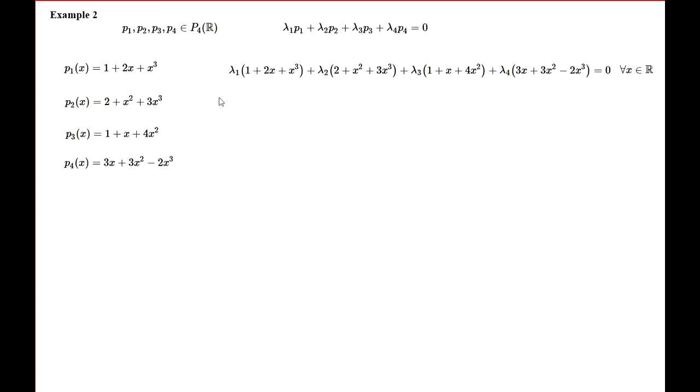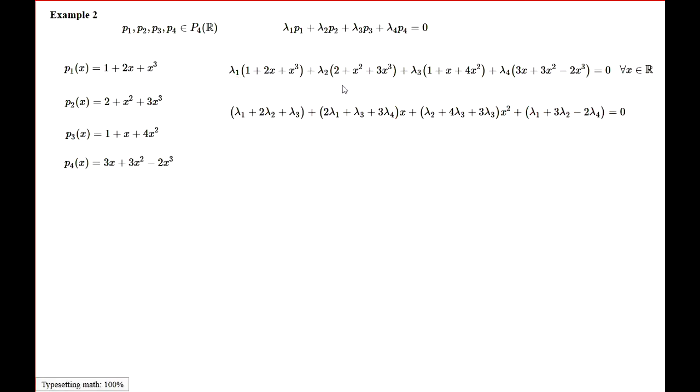We rearrange as before. We collect all of the free terms: lambda 1, 2 lambda 2, lambda 3. No free term here, that's the free term. All of the x terms: 2 of them from 2 lambda 1 from here, no lambda 2, 1 lambda 3, and 3 lambda 4. That's the x term. The square term, none of them from here, 1 lambda 2 from here, 4 lambda 3, and 3 lambda 4.